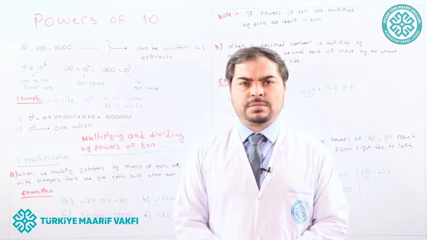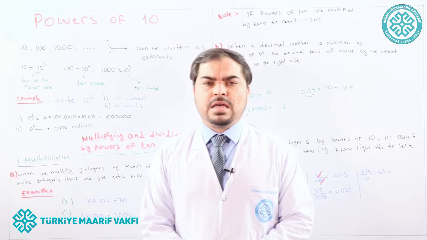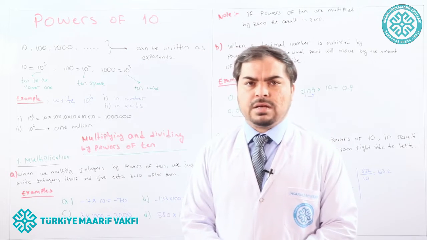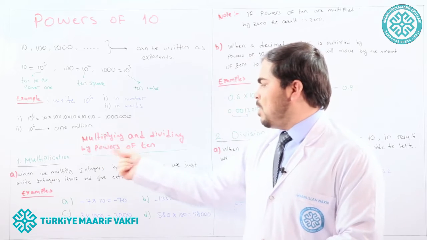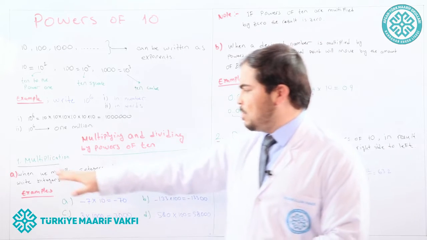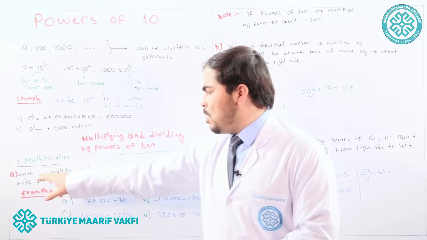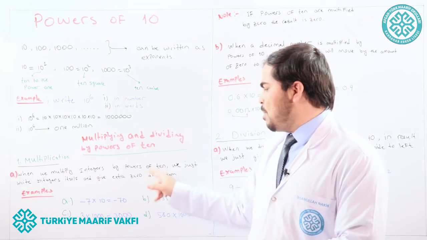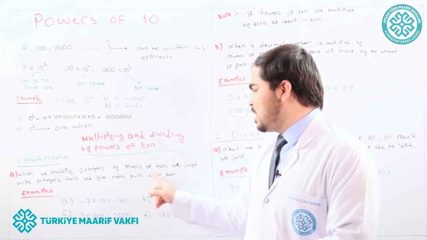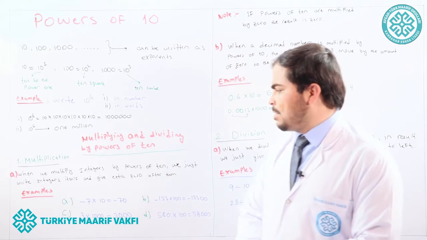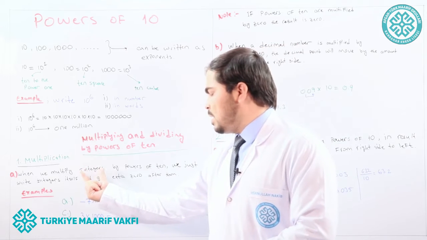Now, we have some arithmetic operations, multiplication and division. We will do that for powers of 10 and then we will go to another topic. Multiplying and dividing by powers of 10. First we are coming to multiplication. When we multiply integers by a power of 10, we just write the integer itself and give extra zeros after it. So here we have something that must be explained.